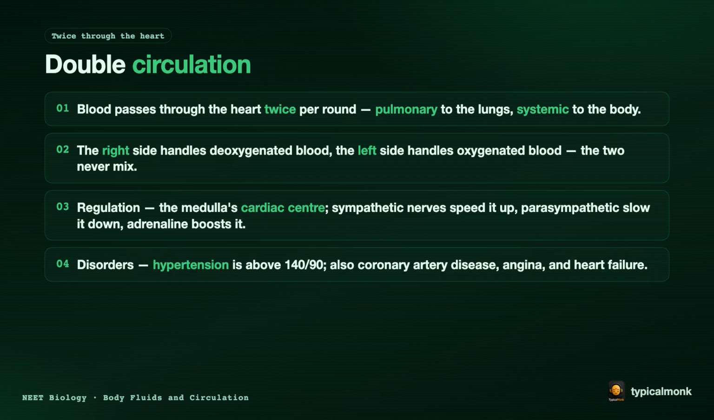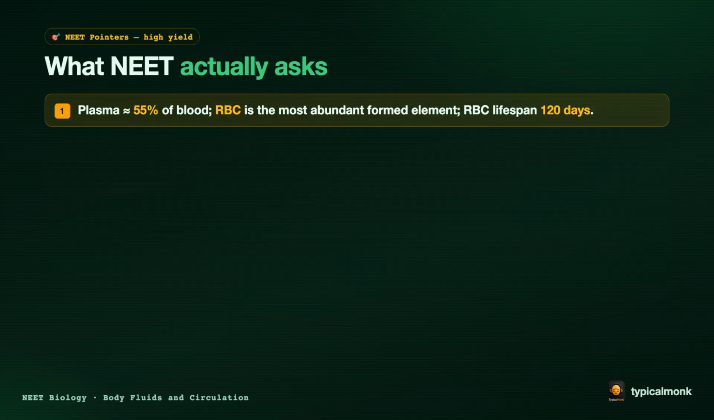Disorders: hypertension, that is blood pressure above 140/90, along with coronary artery disease, angina, and heart failure. Now the high yield pointers. The facts NEET turns into questions.